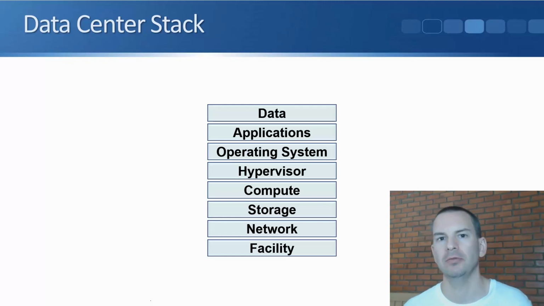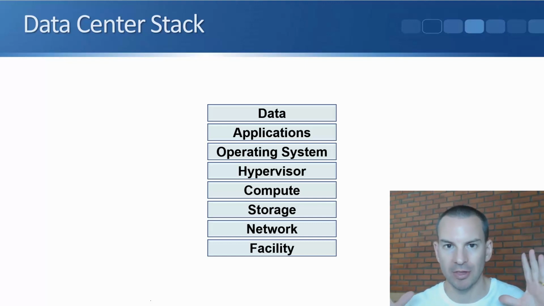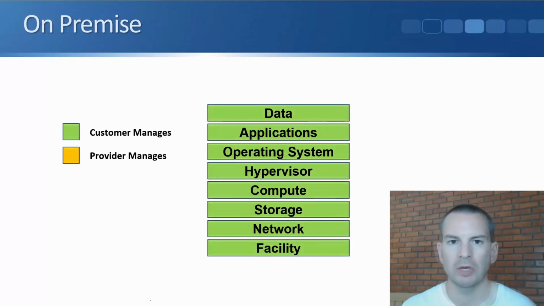So when we're looking at the different models that are available for cloud, it's easiest if we look at a data center stack to explain this. So what I'm going to do in the following slides is we'll talk about what all the different deployment models are, starting off with the traditional models of on-premise and colo, and then moving into the cloud models. And we'll look at the data center stack, and in there we'll see what is the customer area of responsibility, what they manage, and what the provider manages.